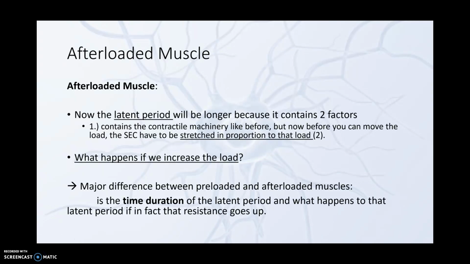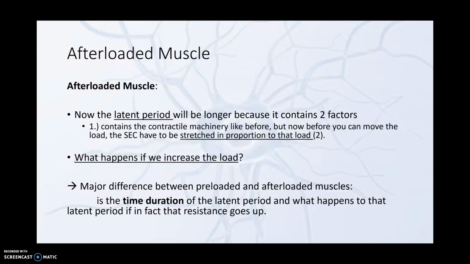Okay, so let's talk about what an afterloaded muscle is. An afterloaded muscle is where the series elastic components are not stretched in proportion to the load. So now the latent period will be longer because it contains two factors, whereas a preloaded muscle is already stretched in proportion to the load and is ready to move that resistance. Our afterloaded muscle is not. One, the latent period contains the contractile machinery like before, but now, before you can move the load, the series elastic components have to be stretched in proportion to that load.